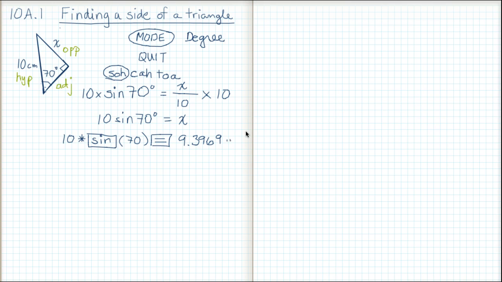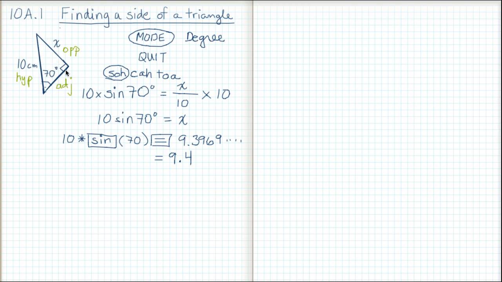The trig ratios are usually not rational numbers. They're usually non-repeating, non-ending decimals, irrational. So we have to round it off somewhere. And in math, we usually do 3 significant figures, but in this one, since I was only given two figures over here, I'm just going to round it off to 1 decimal place. So this will be 9.4, and now I look at units.